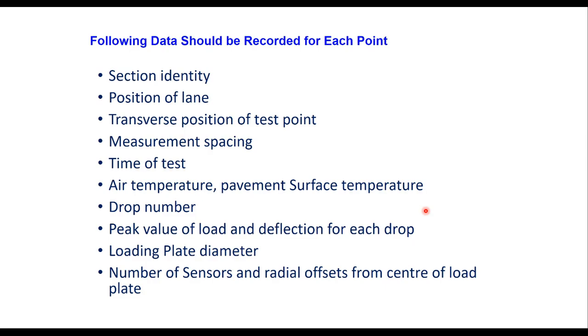The following data should be recorded for each point: section identity, position of the lane, transverse position of the test point, measurement spacing, time of test, air temperature, pavement surface temperature, drop number, peak value of the load and deflection for each drop, load plate diameter, and number of sensors and their radial offsets.